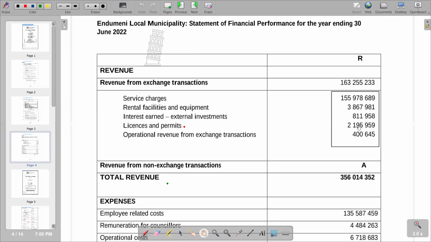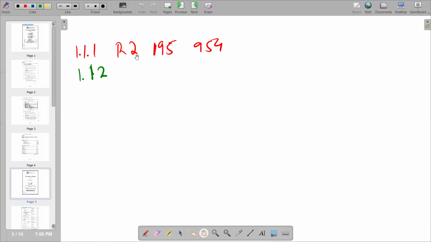So obviously we've got 2,195,000 at 959. This is the figure that we are just going to state in our answer section, whereby we are going to say R2,195,959. As presented, this is our response.